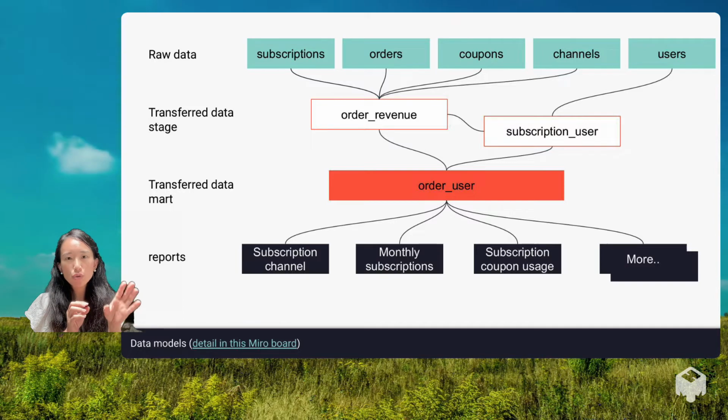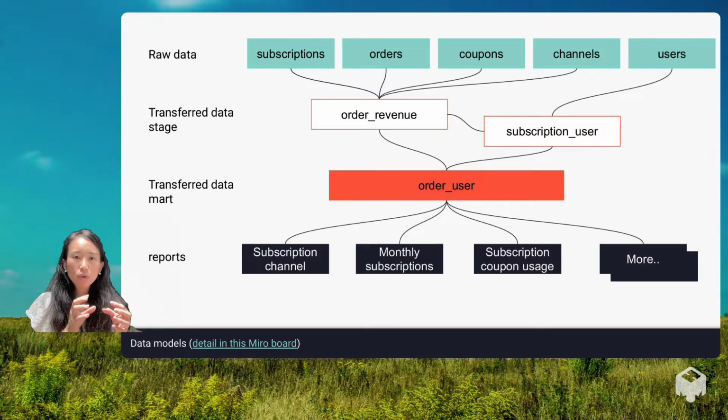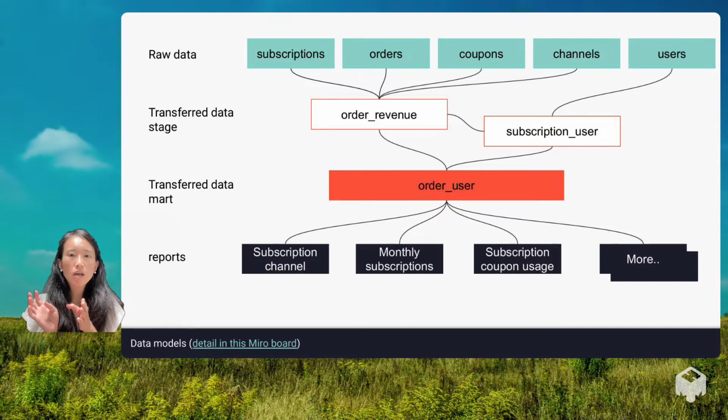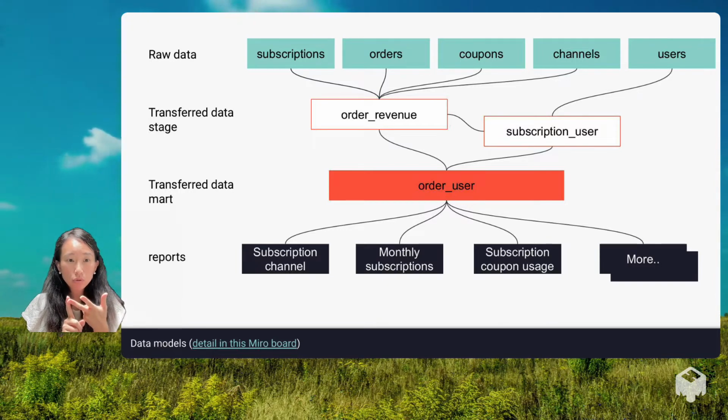We combine subscription, order, coupon, and channel together. So we know what the order is, how much we get from this order, the original price, and after the discount, the actual price, and what the subscription is. So that's the order revenue. And we want to know who made this subscription. So we have another stage data called subscription users. It will record who, on what device, bought this subscription, and what the subscription is. Is that a yearly, monthly, or quarterly subscription?